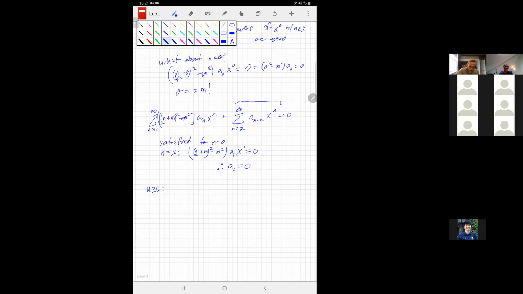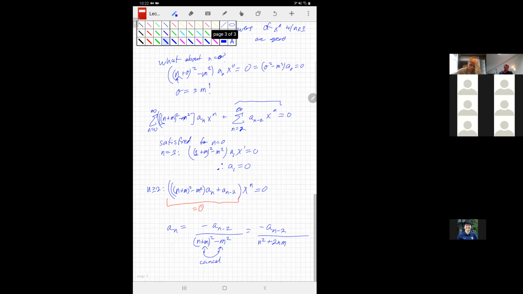And for n greater than or equal to 2, we're going to have n plus m squared minus m squared times an plus an minus 2 times x to the n equals 0, which only works if this whole mess over here is equal to 0. So we get that an equals minus an minus 2 over n plus m squared minus m squared, or minus an minus 2 over n squared plus 2nm. And you could say, what about the m squared from there? Well, it cancels out that m squared. All right. Any questions on the procedure before we start interpreting?